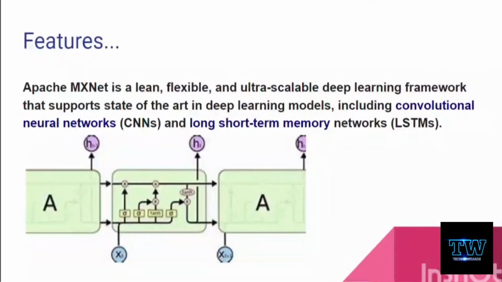Okay, what are the features of this MXNet library? Apache MXNet is a lean, flexible, and ultra scalable deep learning framework that supports state of the art deep learning models, including CNN and LSTM. Generally, MXNet has these two features, CNN and LSTM. Both come under deep learning neural networks, where CNN is used to classify images, like we can do classification, segmentation, and so on.